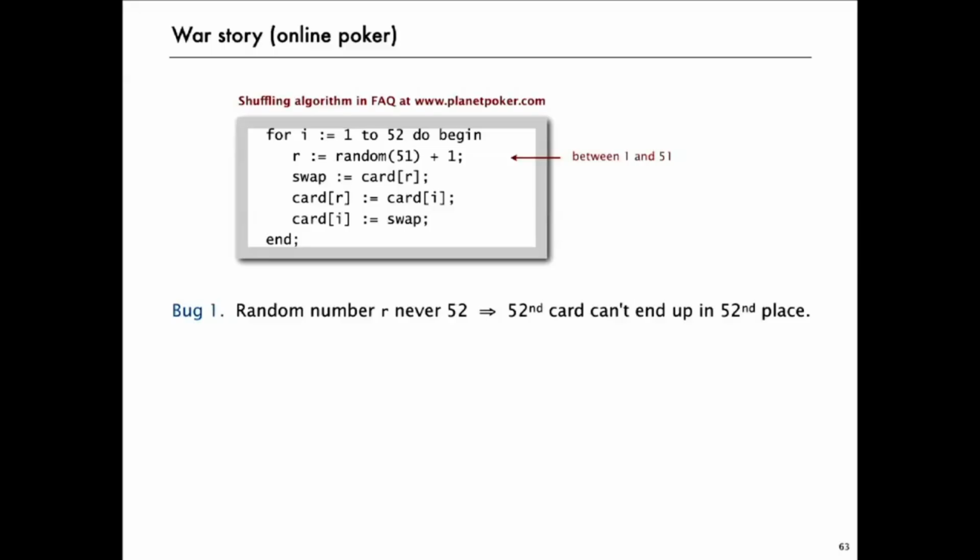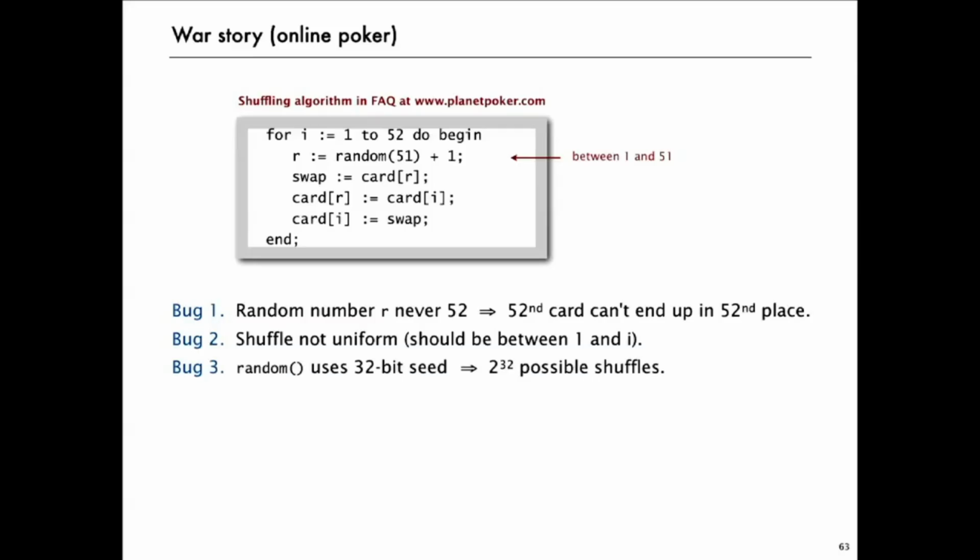So the first one is the way that random works, it actually never gets to 52. Which means that the last card just stays, it can't end up in the last place. So it's definitely not shuffled because of that. Maybe that one's minor, but it also is picking a random card from the whole deck. And as we just pointed out, that's not uniform. It should be between 1 and I, or between I plus 1 and 52.